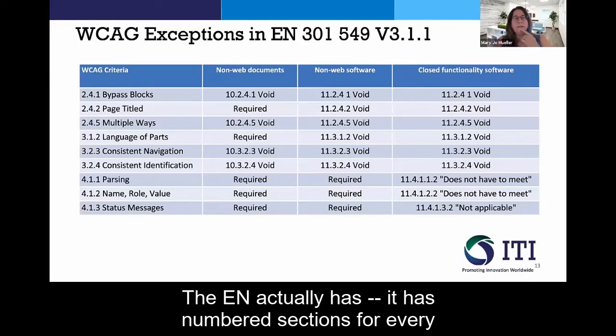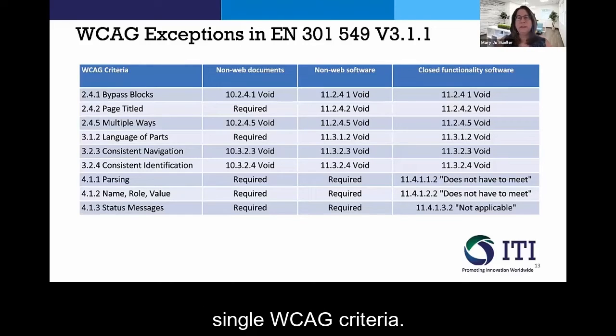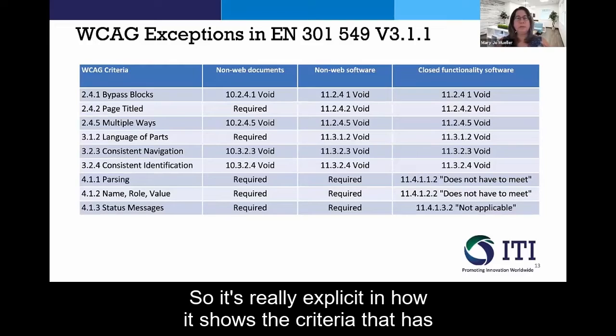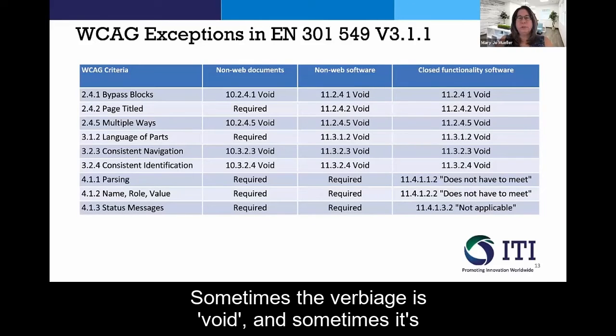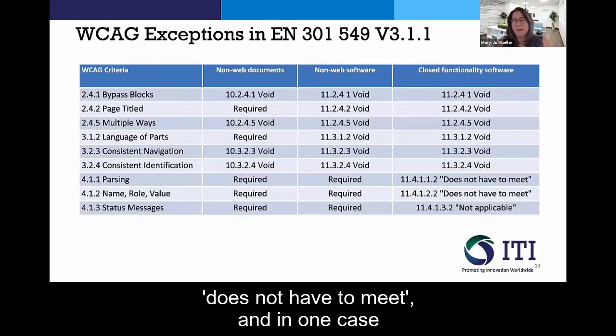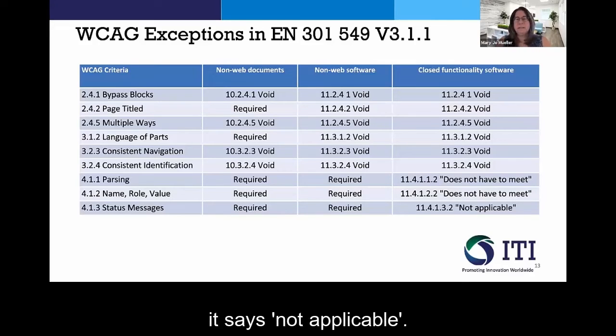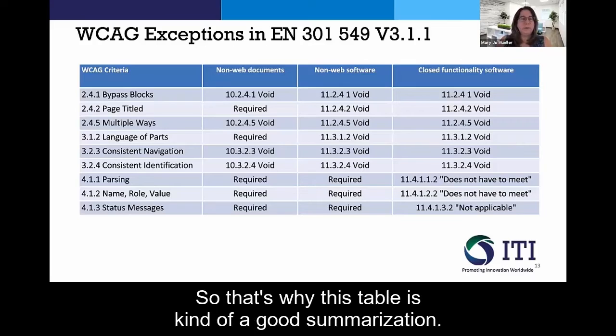The EN actually has numbered sections for every single WCAG criteria. So it's really explicit in how it shows the criteria that has an exception in its description. Sometimes the verbiage is void, and sometimes it does not have to meet, and in one case it says not applicable. So that's why this table is kind of a good summarization.